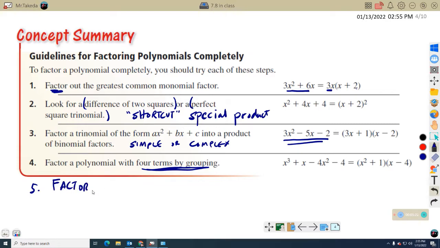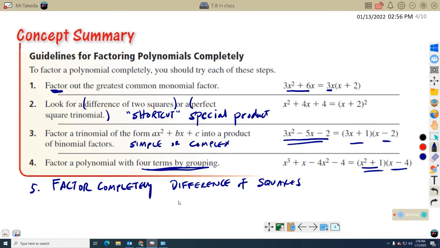And what do I mean by this? When you factor a trinomial or any 4-term polynomial, you get these binomials, right? You have to check and see if these binomials are the difference of squares. If you have a difference of squares here, you have to keep factoring. All right, so keep factoring, factor completely any difference, did I spell it right, of squares. Okay, always look to see if you have difference of squares.